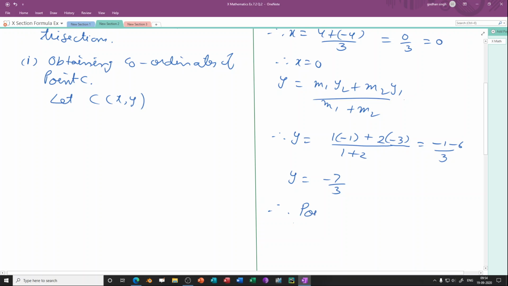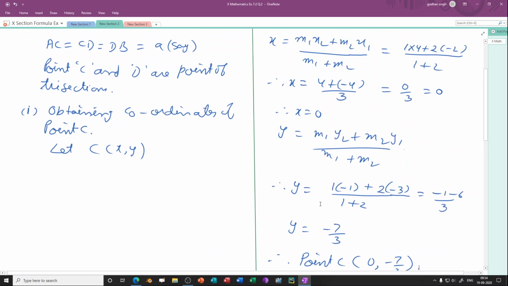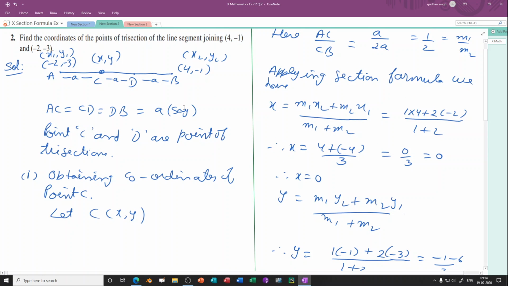Therefore, we can say that point C is, what is the x coordinate of point C? That is here 0, and y coordinate minus 7 by 3. So point C is C(0, minus 7 by 3). Now same way we will obtain the coordinates of point D. So for obtaining the coordinates of point D, let the coordinate of point D be x dash, y dash. So how to obtain this x dash, y dash?